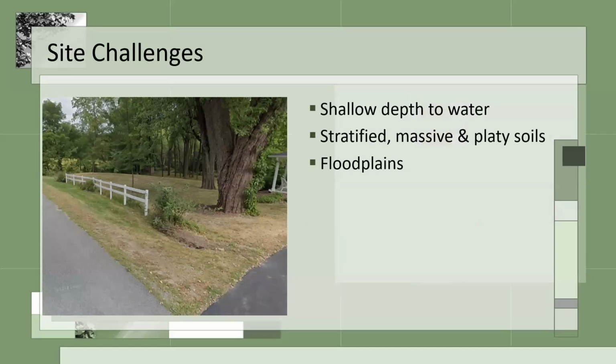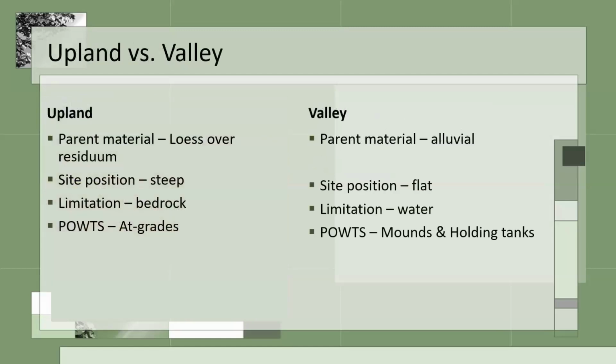So some of the site challenges with them, on these stream terrace slopes, and depending on how close you are to the stream or more upslope and toe slopes you are, shallow depths of water we have problems with, stratified, massive, and platy soils. So there's a lot of difficulty with them, trying to get systems on it because it's really not uniform. It's sort of a mess of what was deposited in there. And then also floodplains, being in close association with that creek or river in the valley bottom, we have a lot of floodplain issues. So typically we're going to be looking at holding tanks or mounds out there.